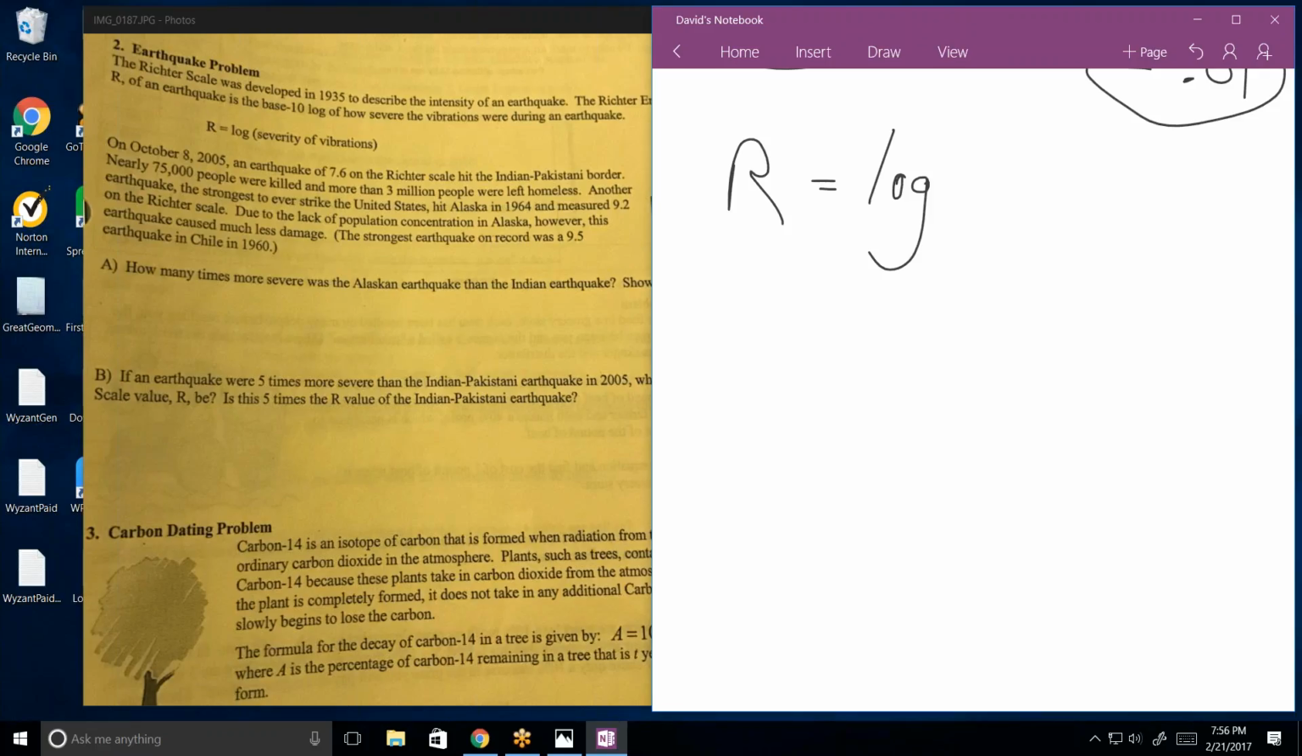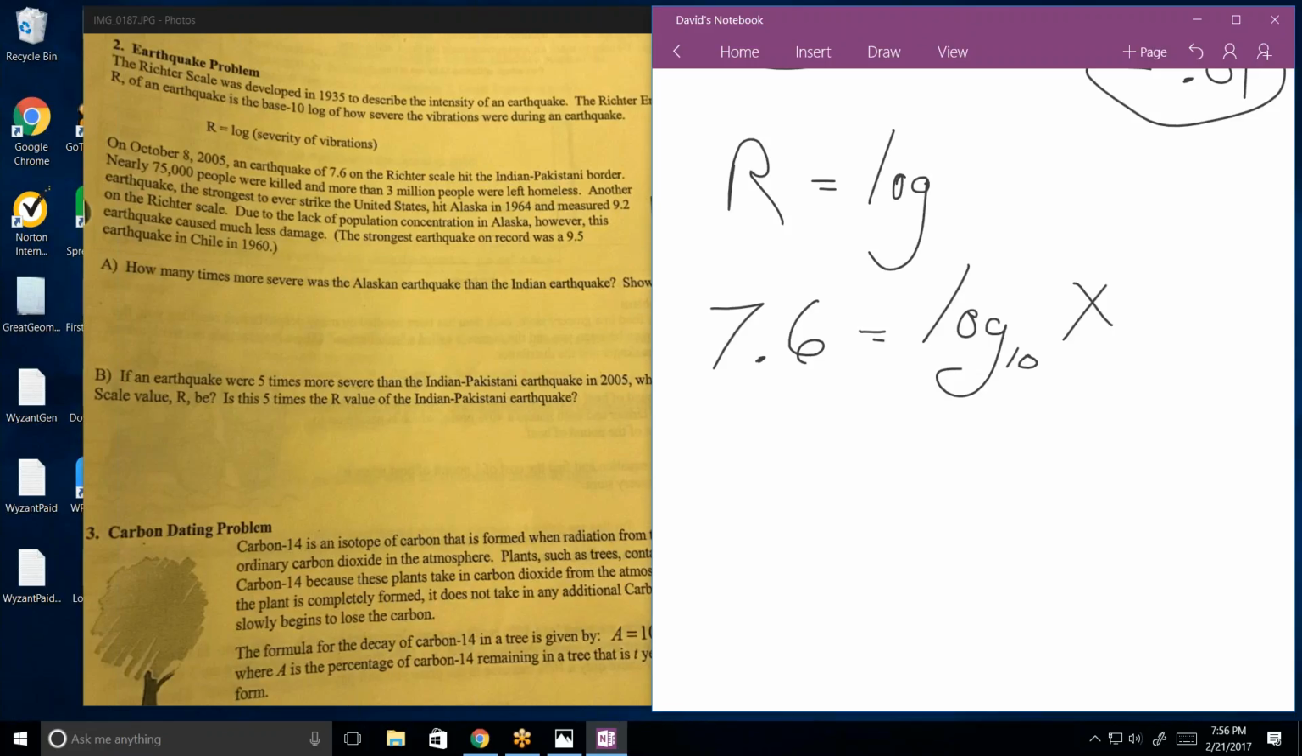So R, let's see, the Richter scale is the log base 10 of the severity of the earthquake. So for India, 7.6 is equal to the log base 10 of the severity, which we'll call x. And the question is, how much bigger was Alaska over India?